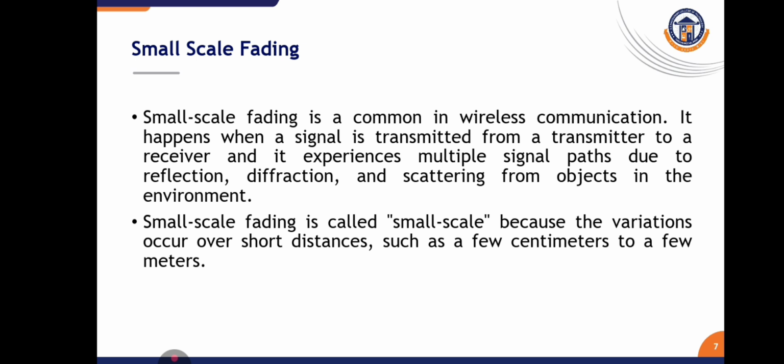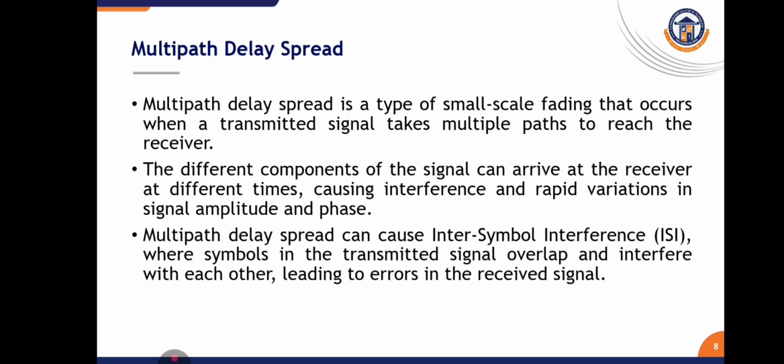Overall, small scale fading is a common issue in wireless communication that affects the quality of the received signal. However, with proper mitigation techniques, it is possible to maintain reliable communication even in the presence of small scale fading. So this is one of the types of small scale fading, the multipath delay spread.